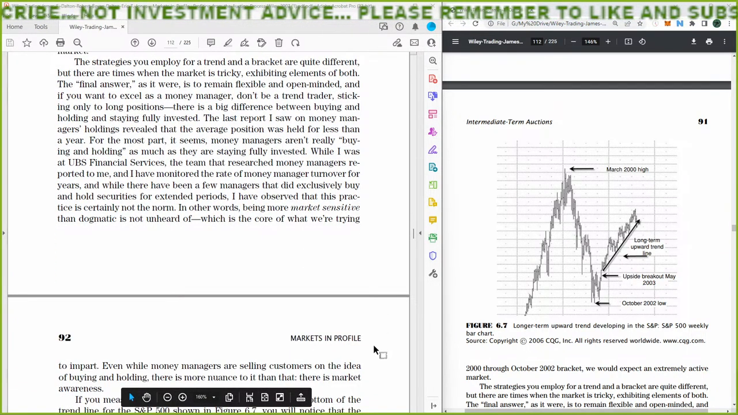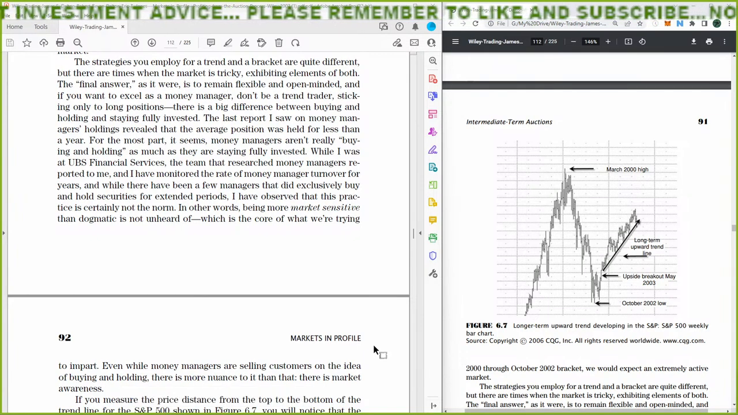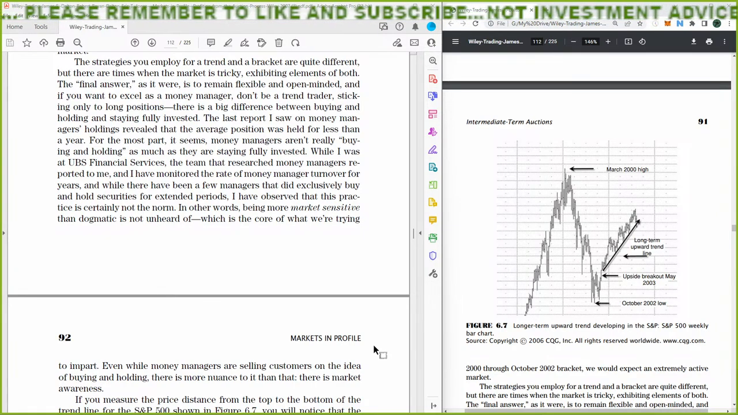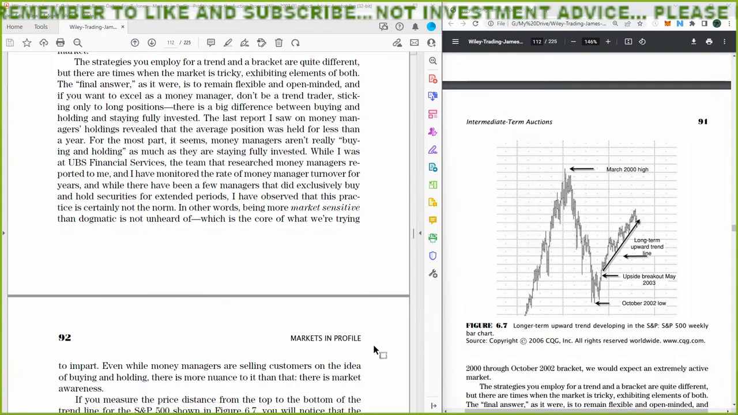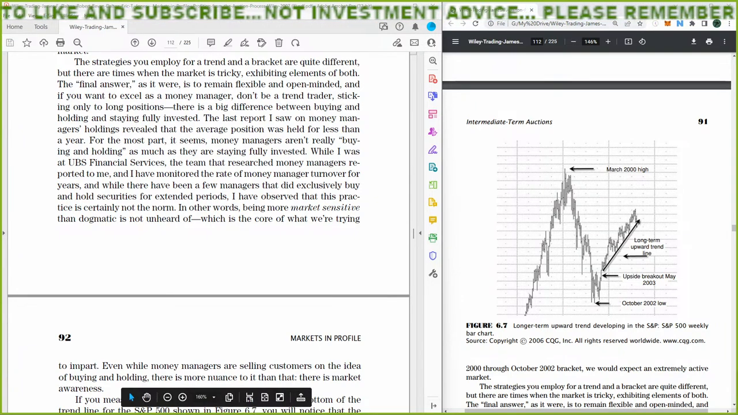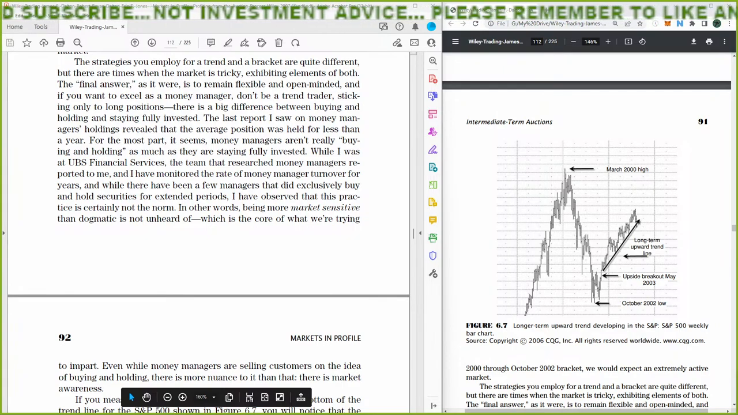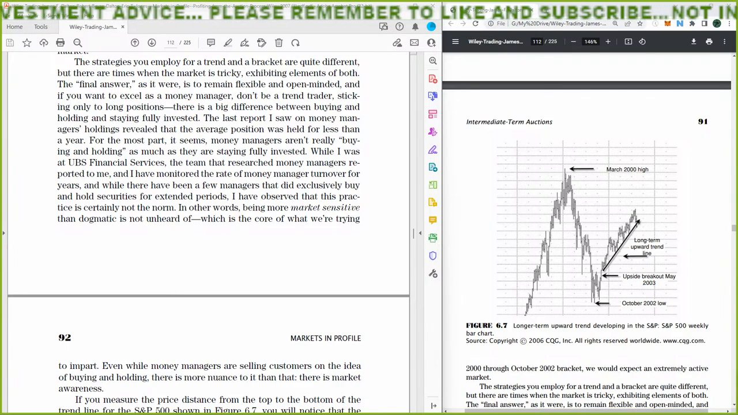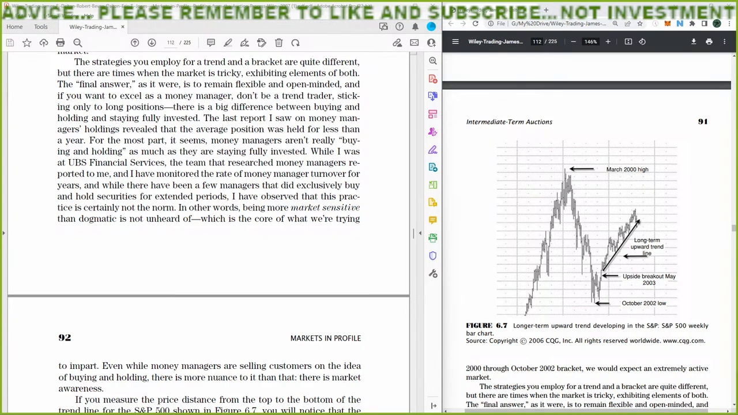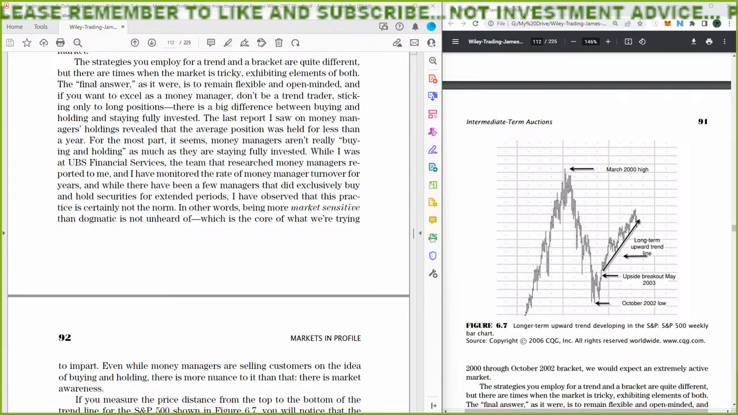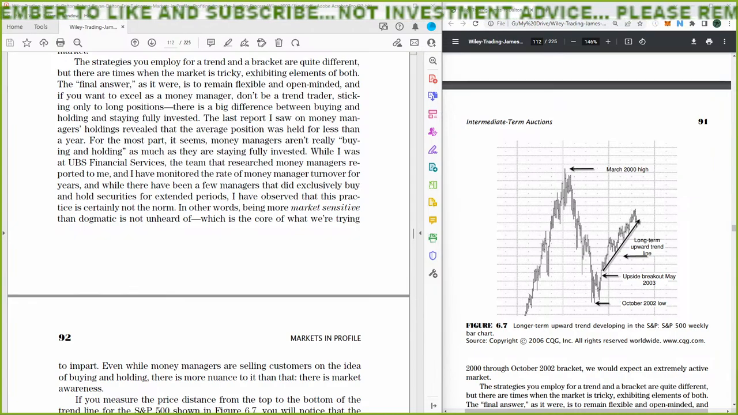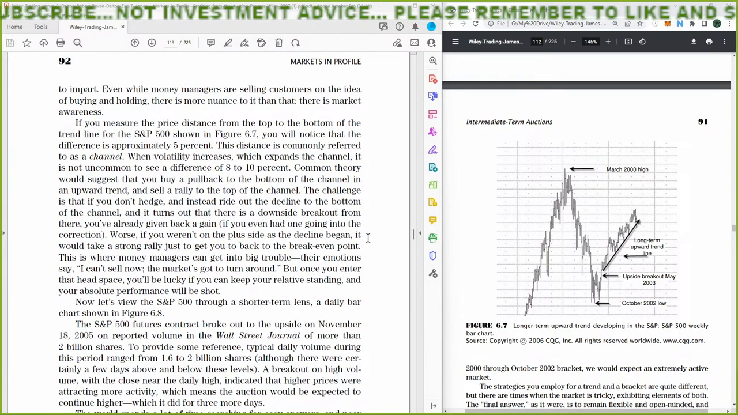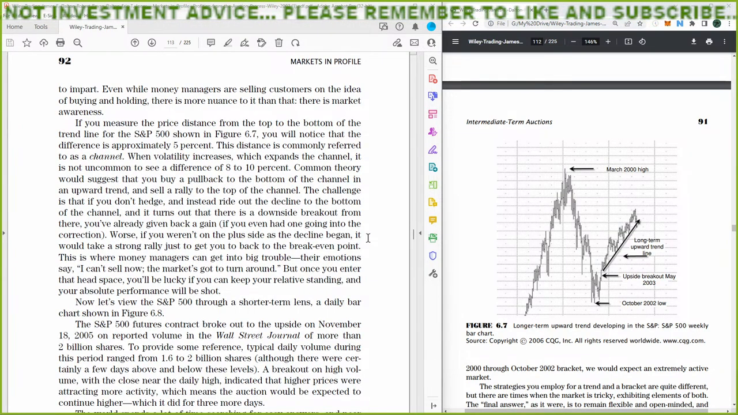While I was at UBS Financial Services, the team that researched money managers reported to me, and I have monitored the rate of money manager turnover for years. And while there have been few managers that did exclusively buy and hold securities for extended periods, I have observed that this practice is certainly not the norm. In other words, being more market sensitive than dogmatic is not unheard of, which is the core of what we're trying to impart. Even while money managers are selling customers on the idea of buying and holding, there is more nuance to it than that.